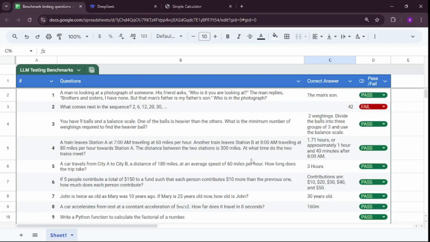But all in all, DeepSeek v2.5 actually passed 10 out of 12 benchmarks, which is approximately 92% of the benchmarks that it actually cleared. And so far, I've tested so many models. I have tested DeepSeek v2.0 as well. But I think this is the best so far that they have released.